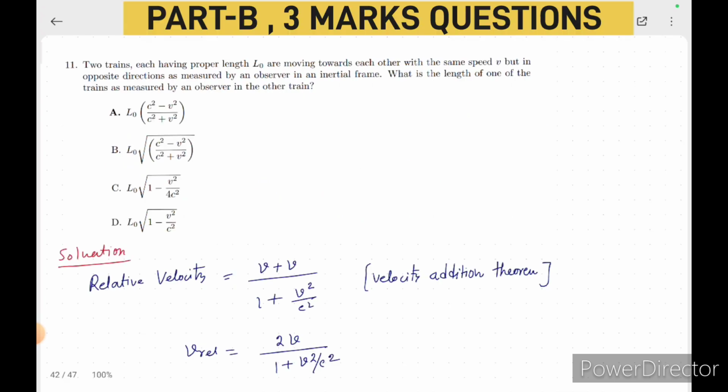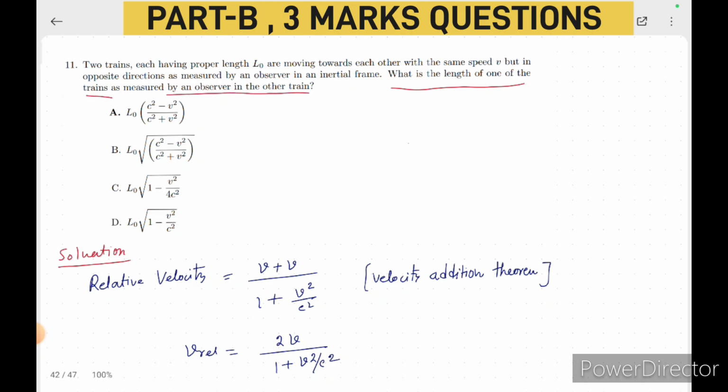This is question number 11. So what is the question actually? Two trains each having proper length L0 are moving towards each other with the same speed v but in opposite directions as measured by an observer in an inertial frame. What is the length of one of the trains as measured by the observer in the other train?